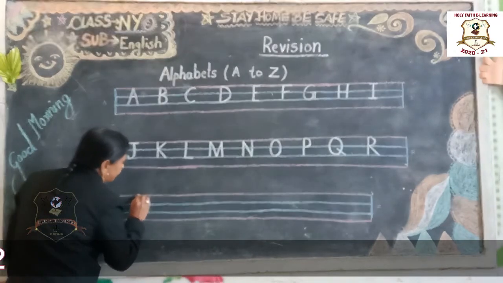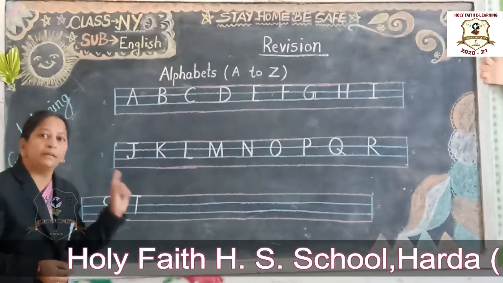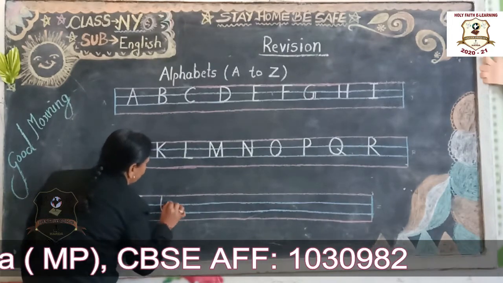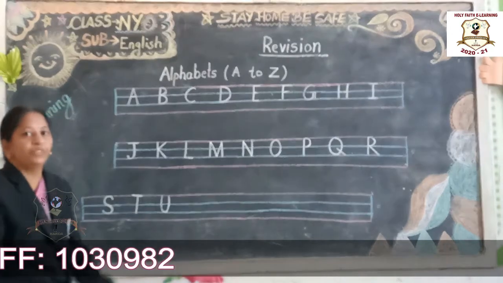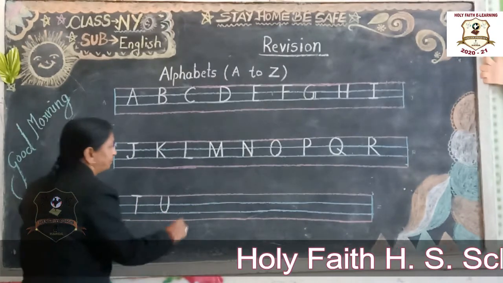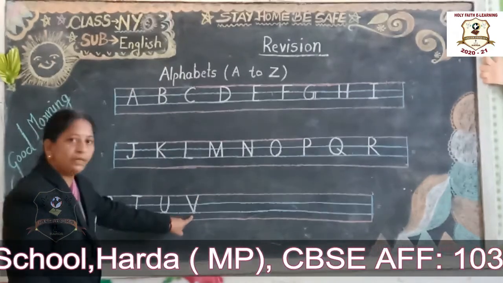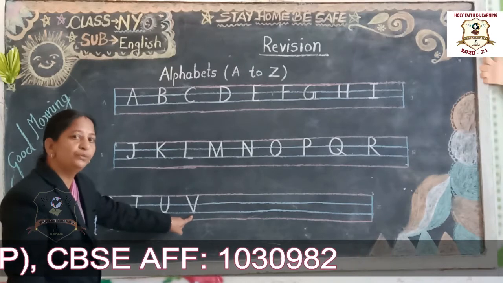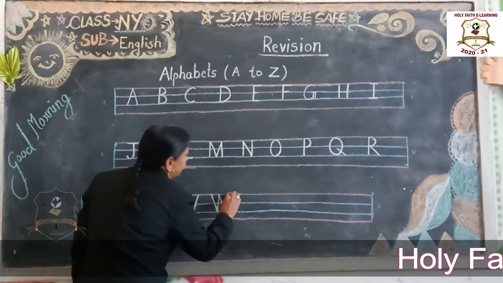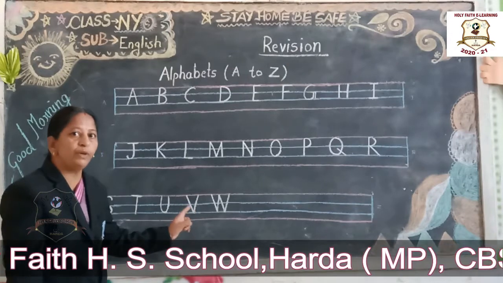Now next T. This is letter T. And sound of T is T. Now next U. This is letter U. And sound of U is A. Then V. This is letter V. And sound of V is V. Next W. This is letter W. And sound of W is W.